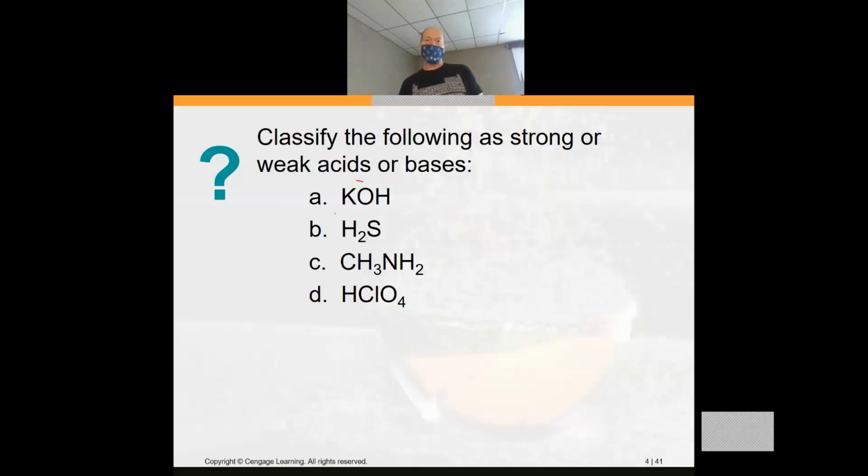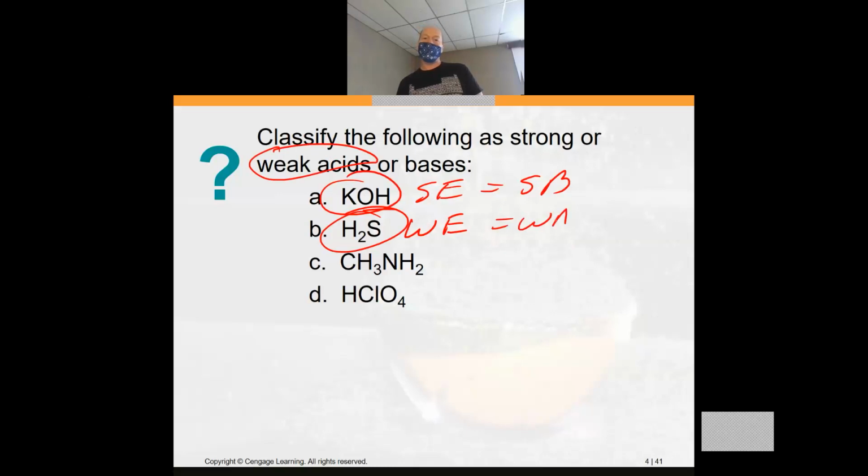All right, so this is soluble, so that's a strong electrolyte. That's a hydroxide. That's a strong base. H2S. All right, that is a weak electrolyte. All right, and they're telling you that we're talking about acids. That's a weak acid. That is not one of the 6 strong. This is a weak electrolyte, and this is a strong acid and strong electrolyte. So make sure you have your solubility rules memorized.